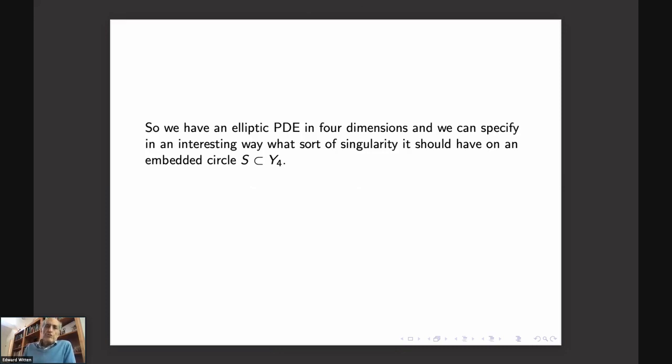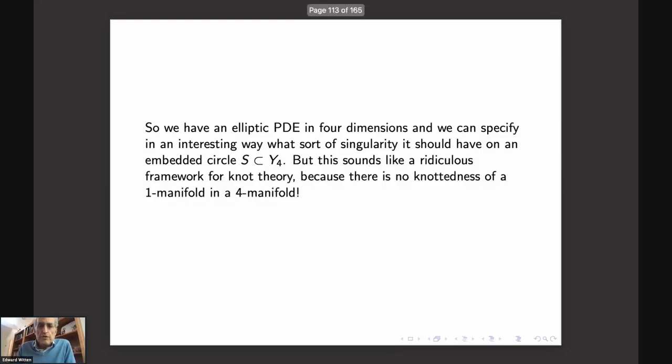So what do we have so far? We have an elliptic PDE in 4 dimensions. We have an interesting way to specify what singularity it should have on an embedded circle. And we can even count solutions. Well, we can hope to count solutions, modulo some subtle technicalities. But this sounds like a ridiculous framework for knot theory because there's no knottedness of a 1-manifold in a 4-manifold. So what are we talking about?